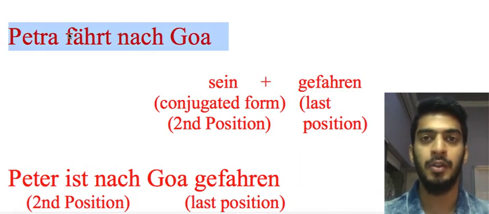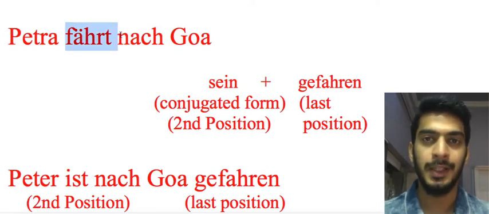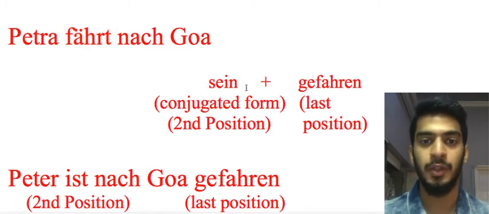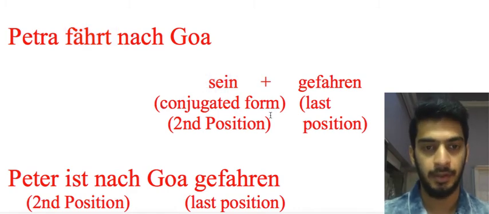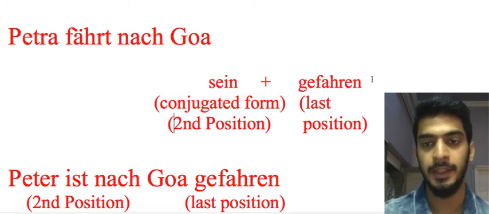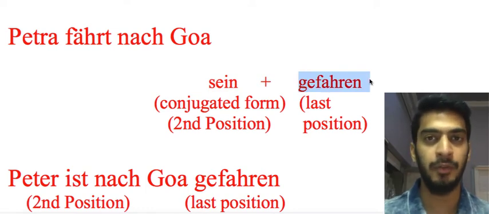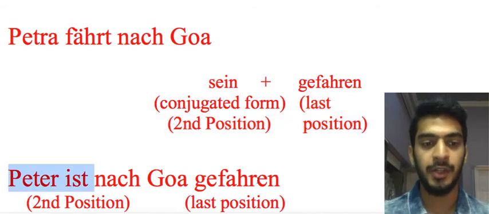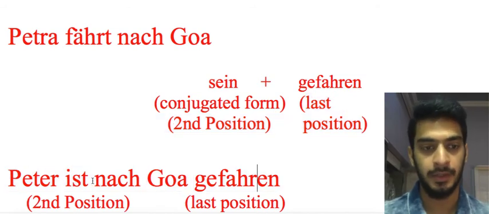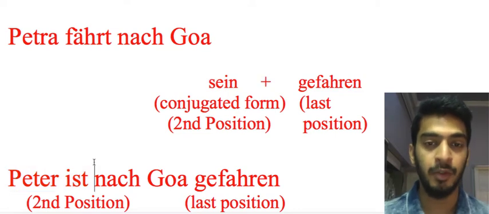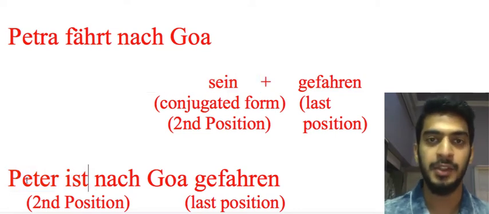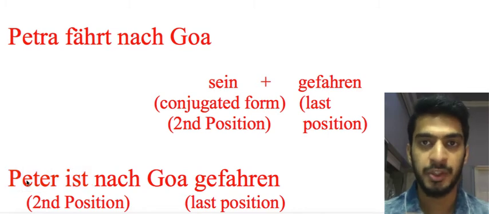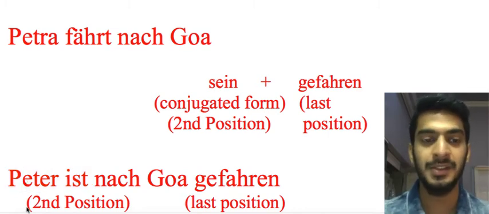Petra fährt nach Goa. This particular verb contains change of place, or we can say this verb has movement. So we have to use the verb sein. Conjugate the sein form and place it at the second position. And then gefahren, which is the perfect form of the verb fahren. Keep it at the last position. Peter ist nach Goa gefahren. Now ist is the conjugation of the verb sein, and ist is the conjugation with the person Peter, which comes under the pronoun er, which means he.